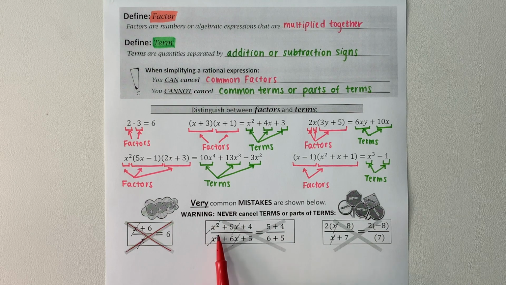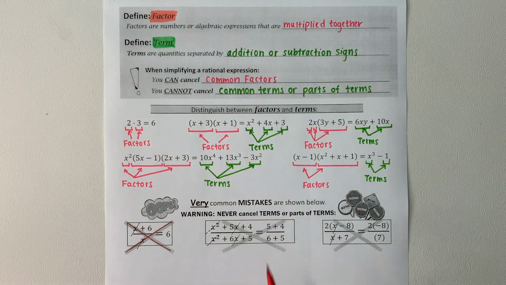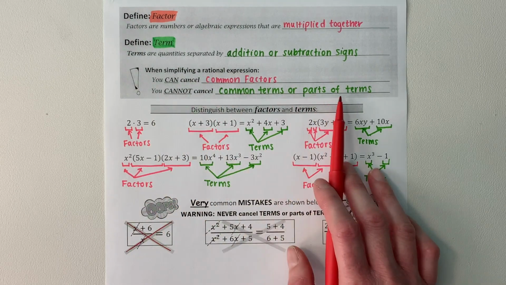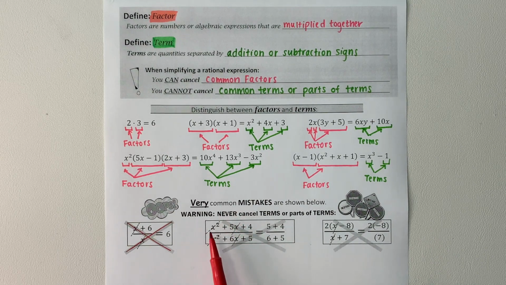When the student canceled the x squares, they are canceling a term. Remember, you cannot cancel common terms. When the student canceled the x's, they canceled a part of a term. Remember, you cannot cancel parts of terms. So this is incorrect. If you wanted to correctly solve this, you would have to factor the numerator and factor the denominator. And once you've factored, you would cancel common factors.